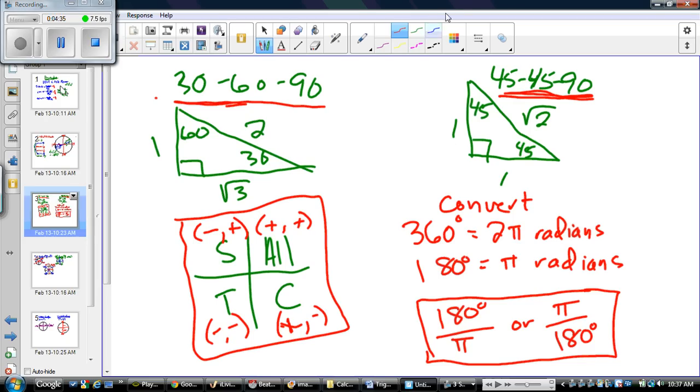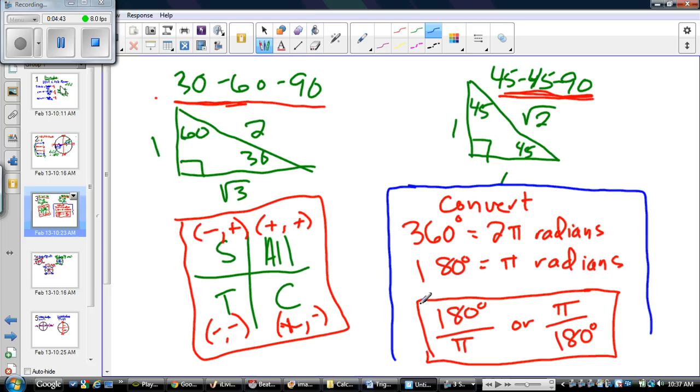And a little conversion chart as we go from degrees to radians. We know 360 degrees equals 2 pi radians. So therefore 180 degrees equals pi radians. And when I need to convert, if I need to change it to radians, I would put the degrees in the denominator so they cancel out, radians up top.